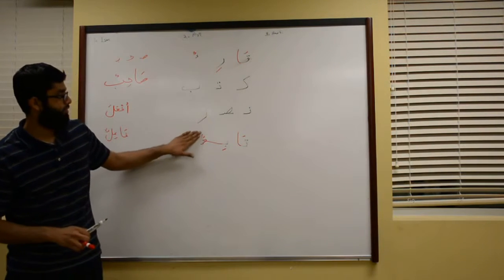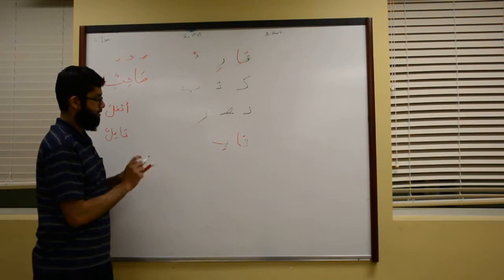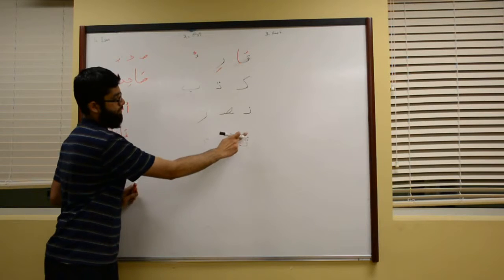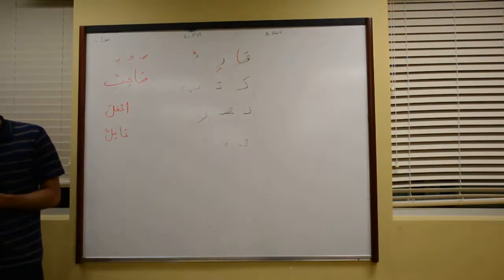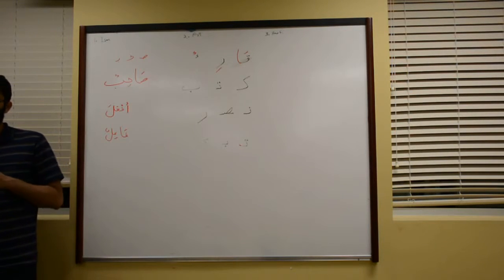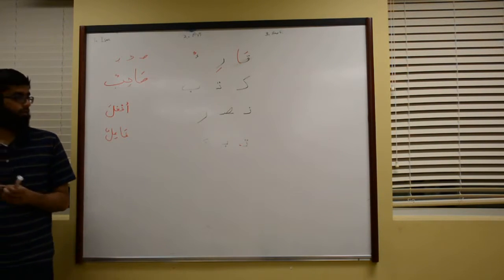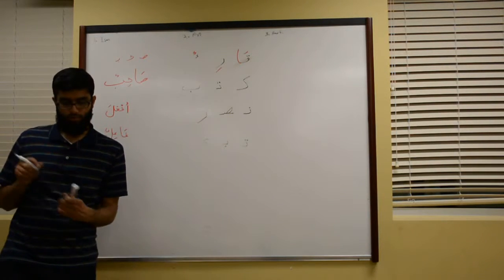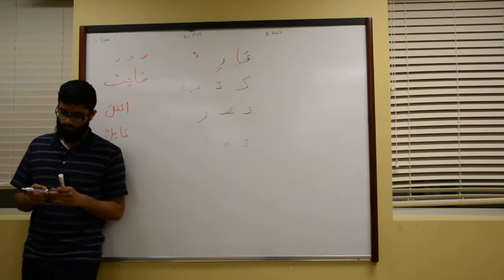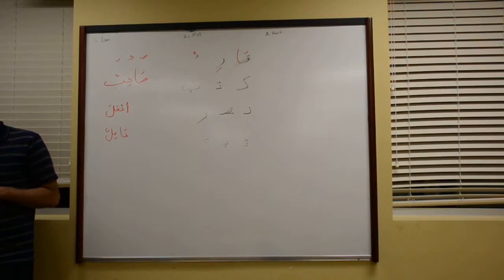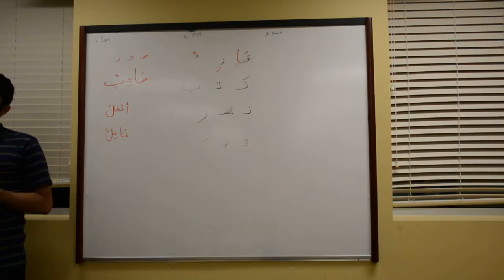Paul, do taba'a. For he followed: taba'a, taba'u, taba'at, taba'ata, taba'na. Taba'ta, taba'tuma, taba'tum, taba'ti, taba'tuma, taba'tunna, taba'tu, taba'na. Alright. And he followed?